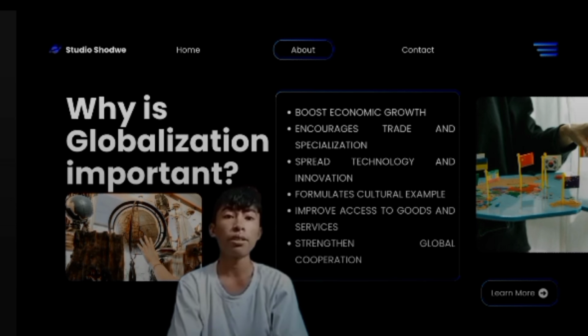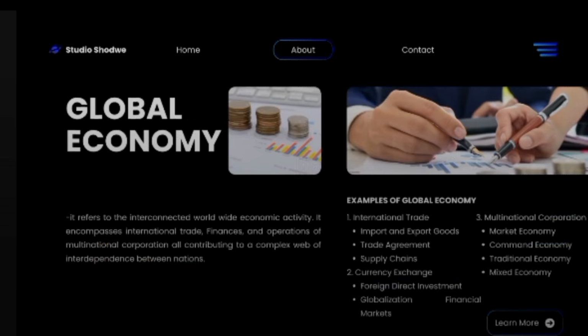Number 5, strengthens global cooperation. Countries work together on global issues like climate change, pandemics, or disaster response. For example, during the COVID-19 pandemic, countries shared vaccines, medical supplies, and research to fight the virus together.